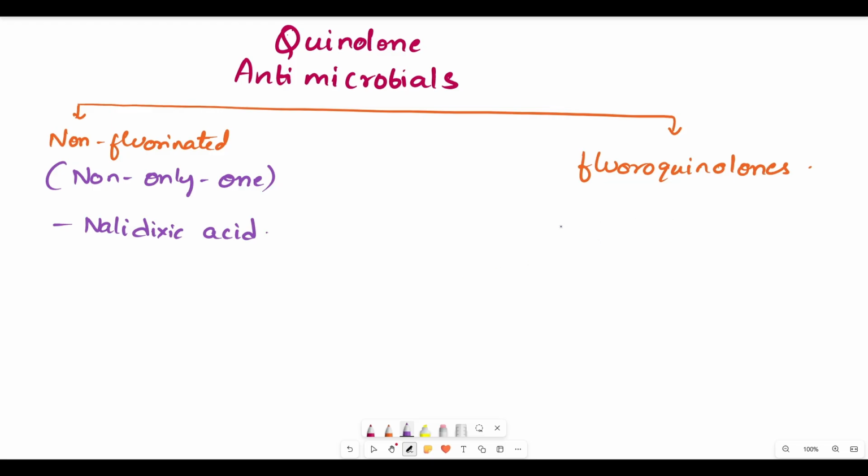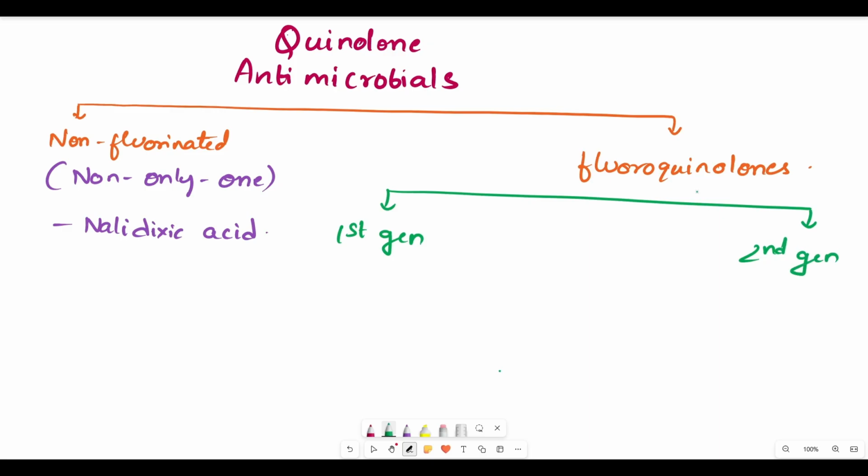Coming back to the fluoroquinolones, this class is further divided into two generations. One is the first generation and the other class is the second generation. Just remember NOCOP for first generation and LP MSG for the second generation, and this fluoroquinolones class will be done. So by using these tricks, let's try to write the examples.